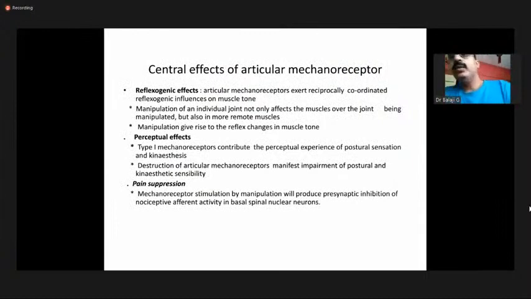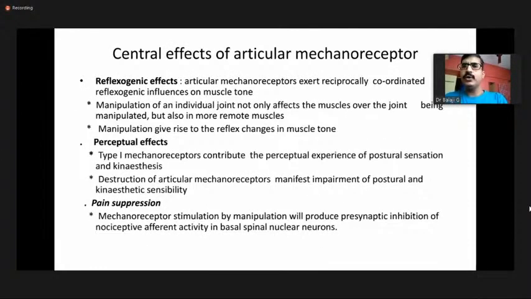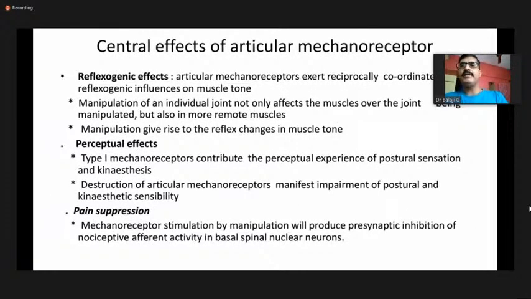Now we'll see about the mechanoreceptors. What is the effect of the mechanoreceptor? How does manual therapy, through the mechanoreceptors, reduce pain? There are central effects of articular mechanoreceptors. So what are the effects?